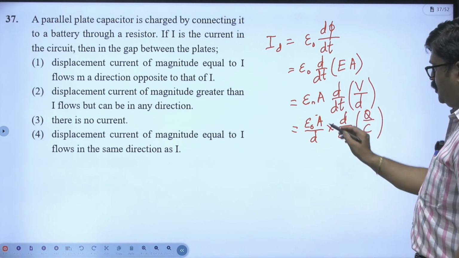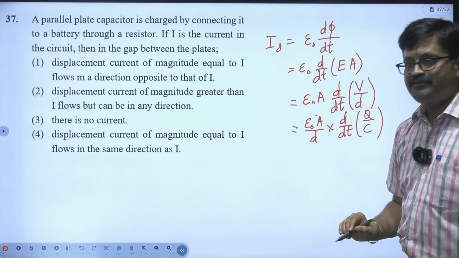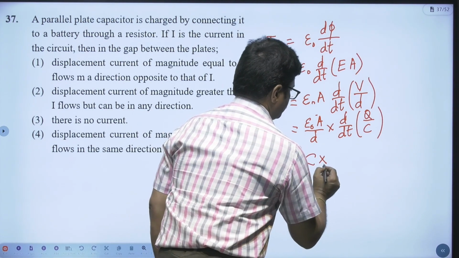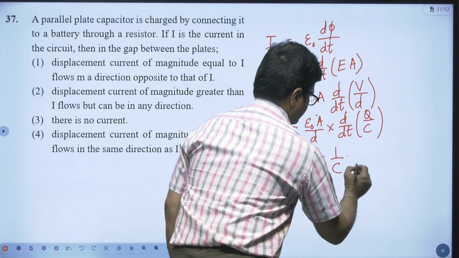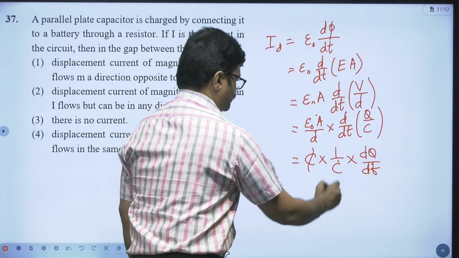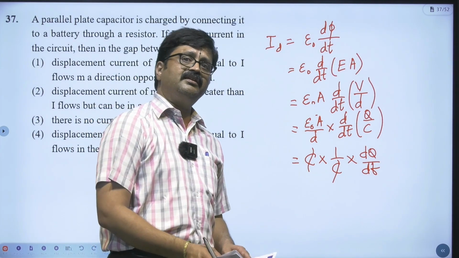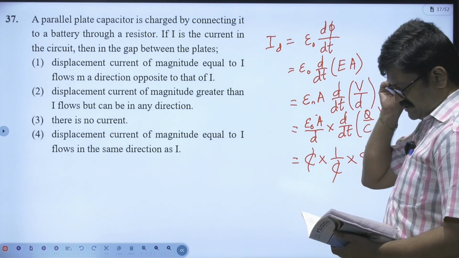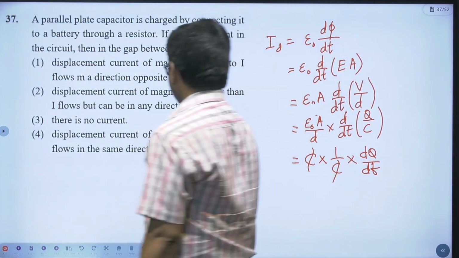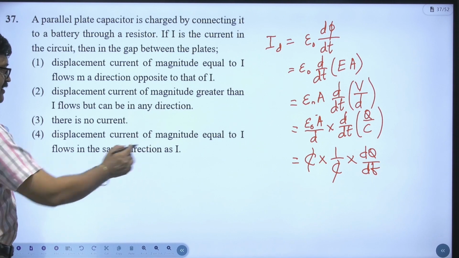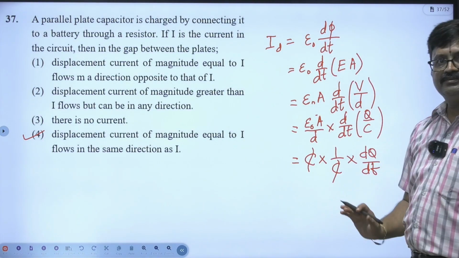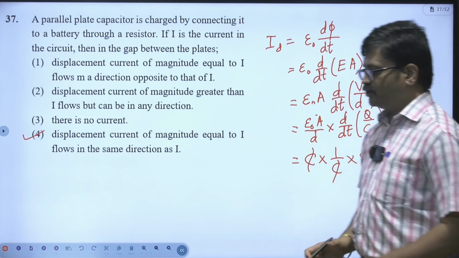Now what is epsilon naught A by D, my dear friends? Epsilon naught A by D is capacitance, is it not? So this is equal to C into 1 by C into dq by dt. Now C is cancelled off. So what is dq by dt? dq by dt is current, is it not? So I can very easily understand that it is the conduction current. So this happens to be a displacement current of magnitude equal to I, flowing in the same direction as I. So I can easily understand that dq by dt happens to be I here. So that's what we have, is it not? So the fourth option is our right choice.